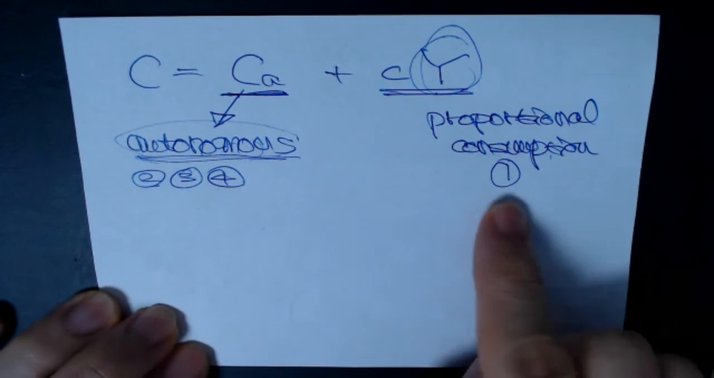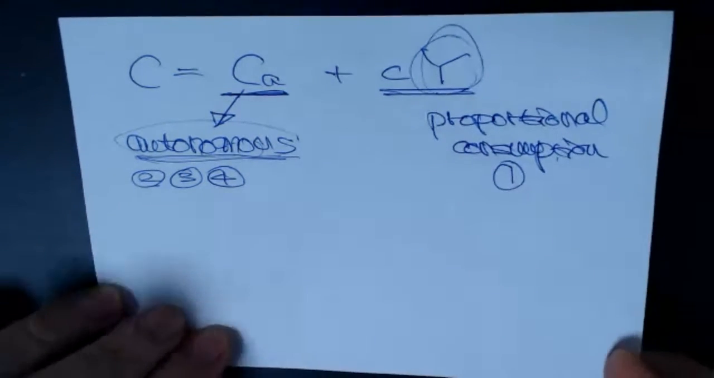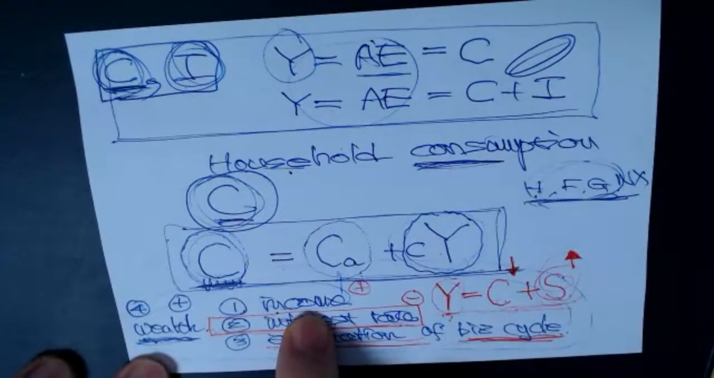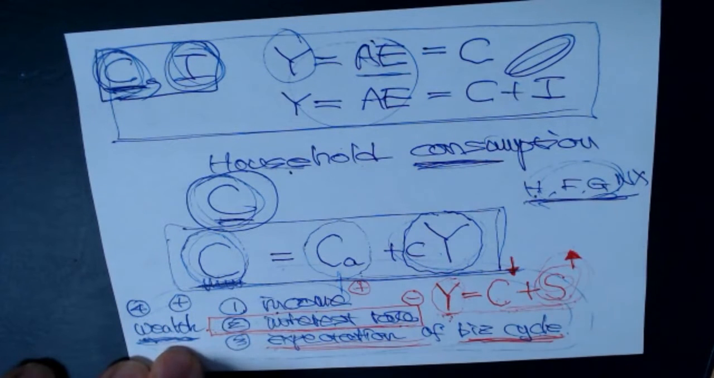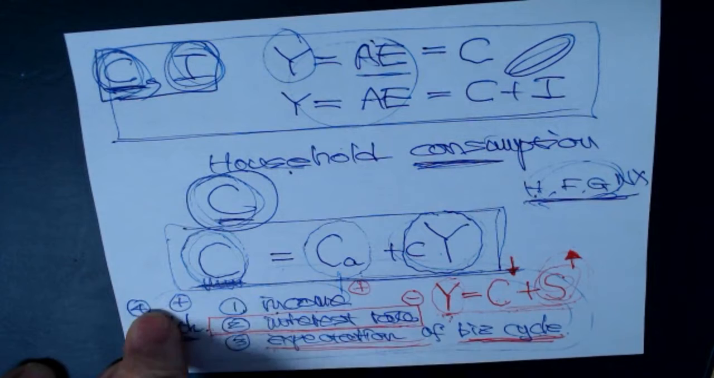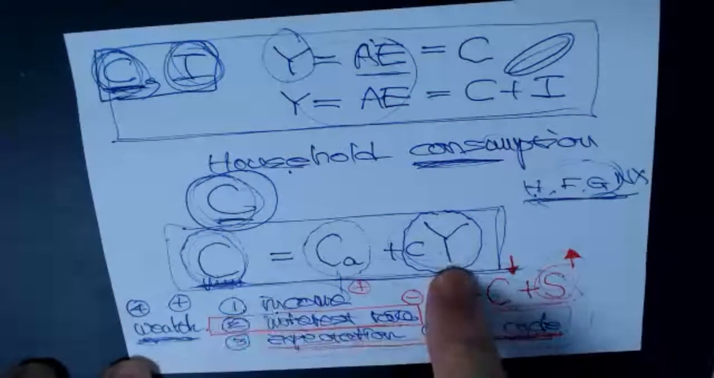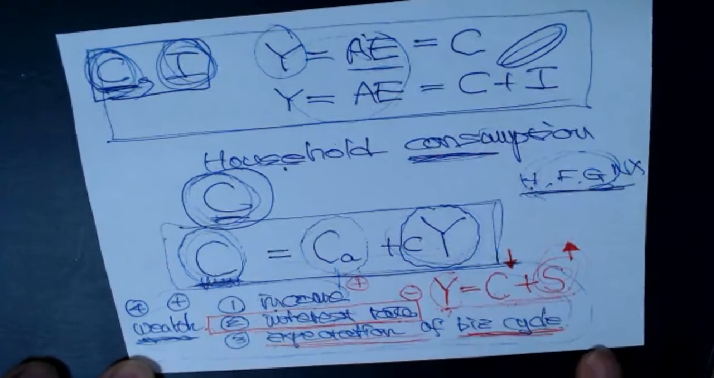Okay, some will get lost. What are we talking about? Number 1, number 2, number 3, number 4. Turn the page. Number 1, national income. Number 2, interest rate. Number 3, expectation. Number 4, wealth. So numbers 2, 3, 4 belong to the autonomous consumption part. Number 1 belongs to the proportional consumption part.